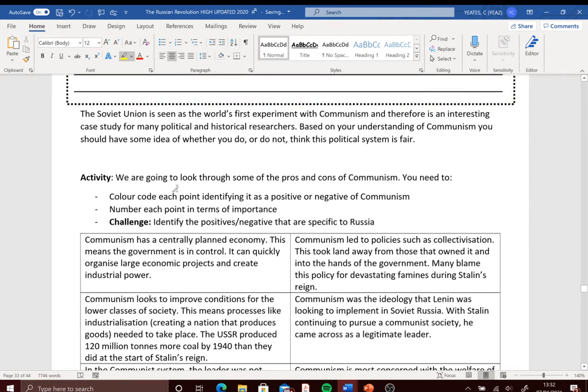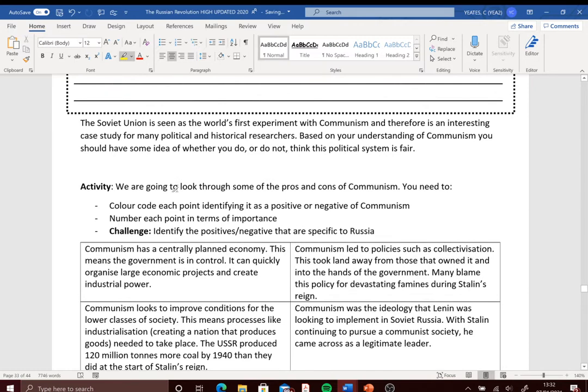So first of all, let's just read through this so that we know exactly what's going on here. We understand communism. Now it's about making those judgments we mentioned earlier with our learning objectives. So, the Soviet Union is seen as the world's first experiment with communism, and therefore is an interesting case study for many political and historical researchers.